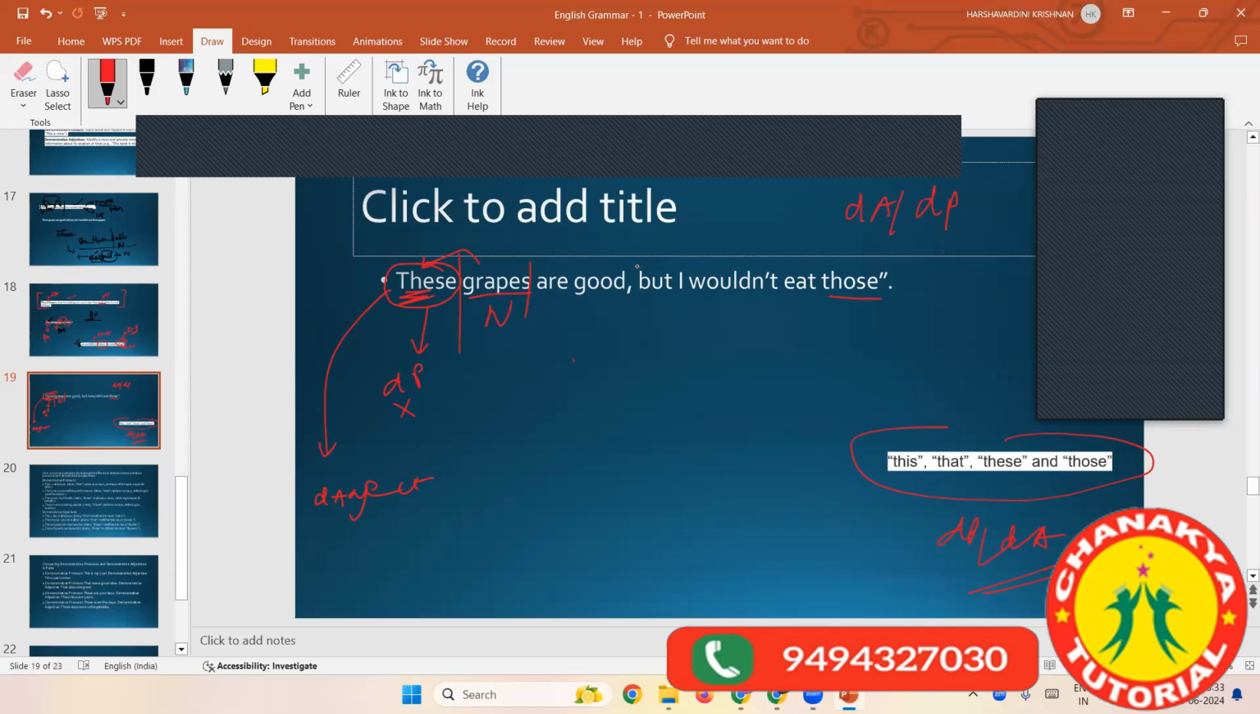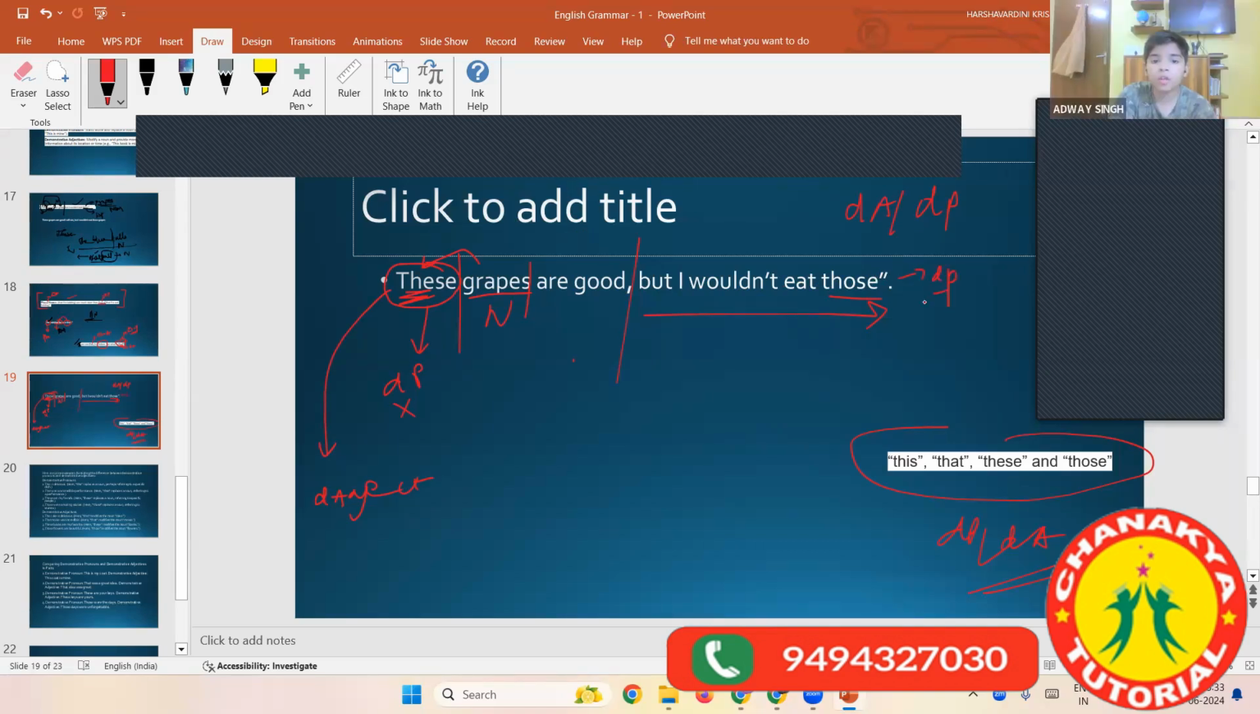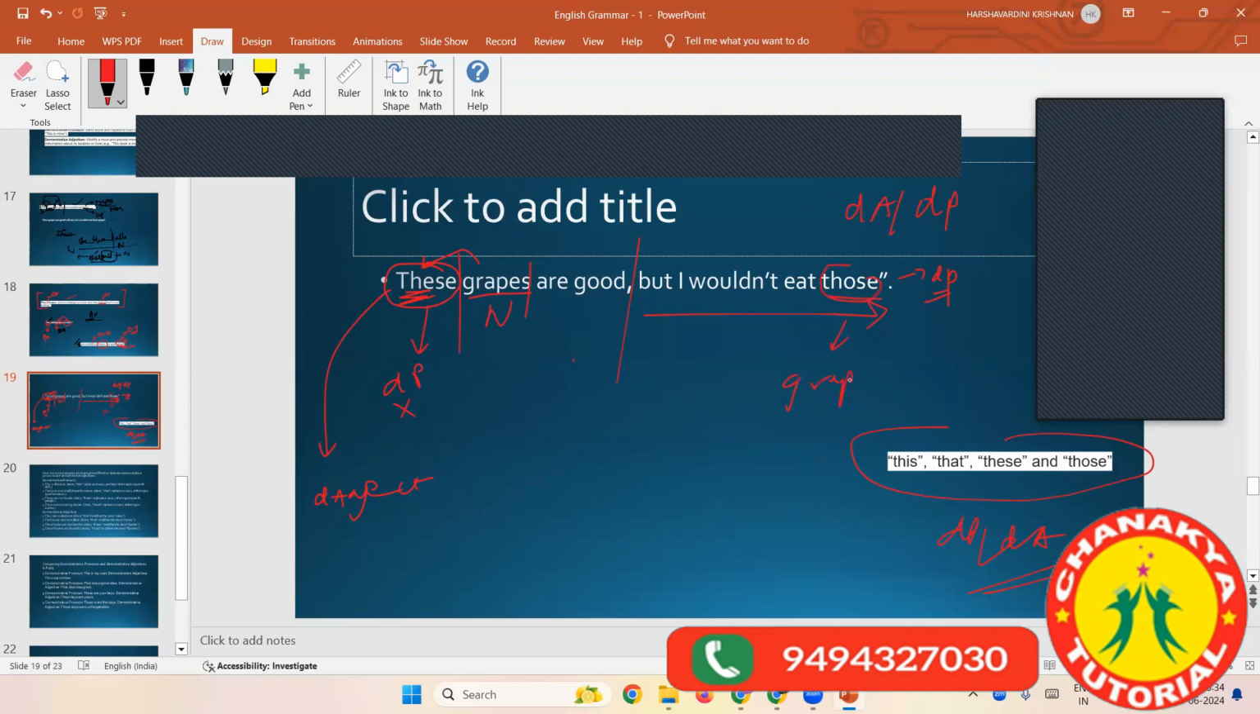Yes, ma'am. But now this is the first part of the sentence. See the second part of the sentence: but I wouldn't eat those. Here, the first part is talking about the grapes. Ma'am, it's going to be a demonstrative pronoun. Why? Because instead of the noun, it is giving those. I wouldn't eat those means those also are representing grapes only, no?